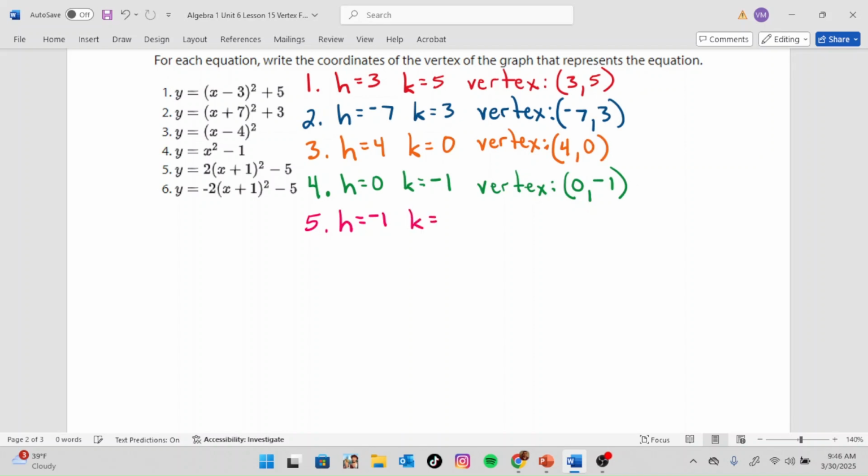Then we see -5, and since it's plus k, this would be plus negative 5. And our vertex is going to be at the point negative 1, negative 5.